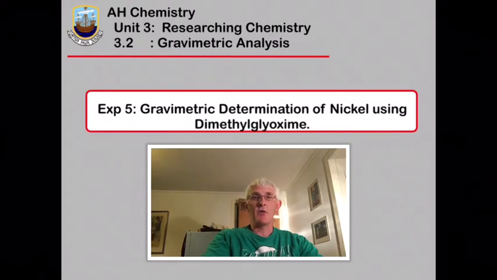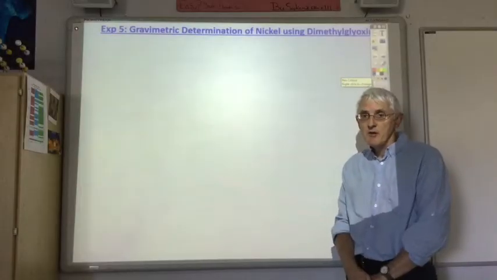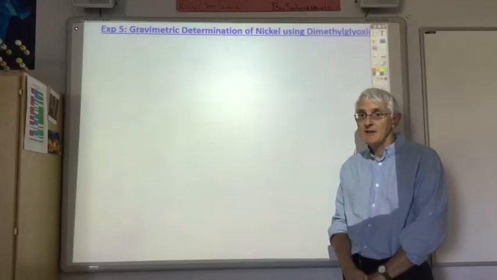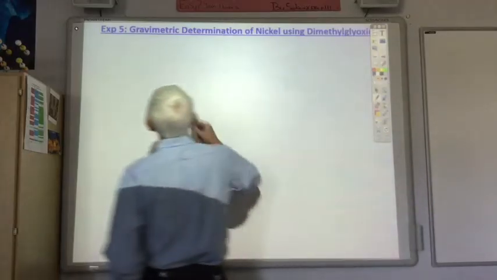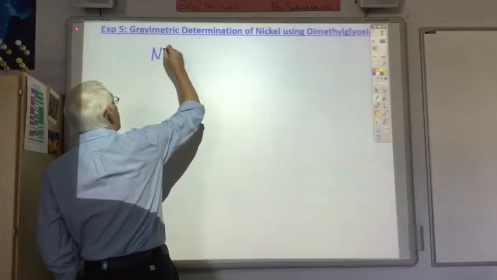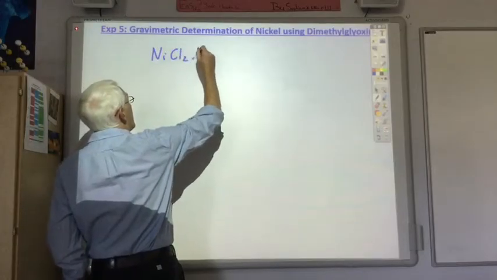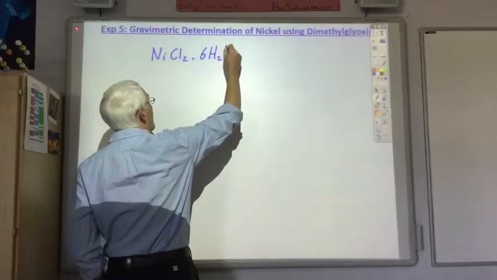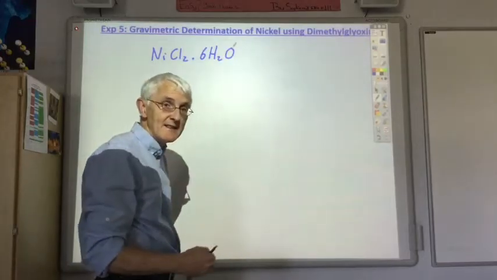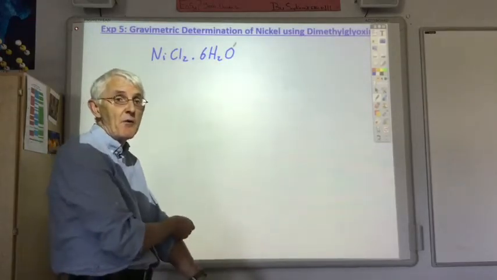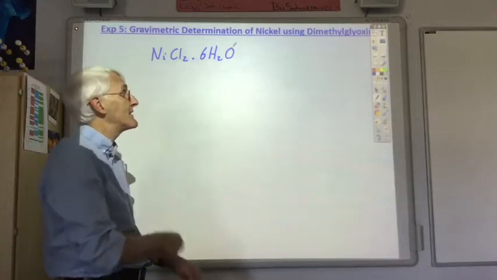In this experiment, which is the second of your two gravimetric analyses, you're going to work out the percentage by mass of nickel in a sample of hydrated nickel chloride. You'll measure out a known mass of hydrated nickel chloride, which has the formula NiCl2·6H2O. You then dissolve it in acid, and then you add some of the ligand dimethylglyoxime to it.